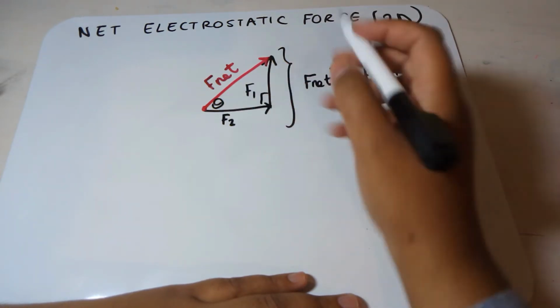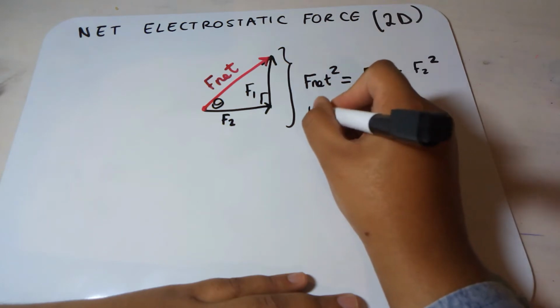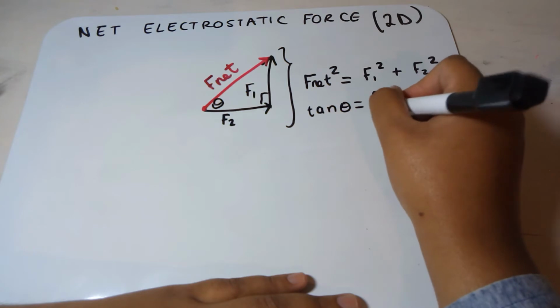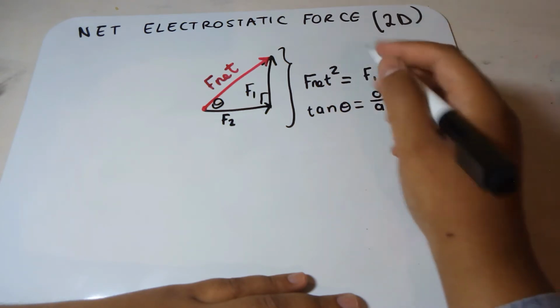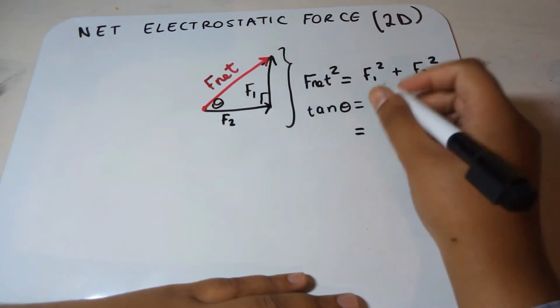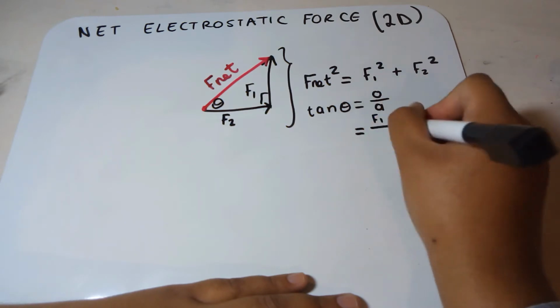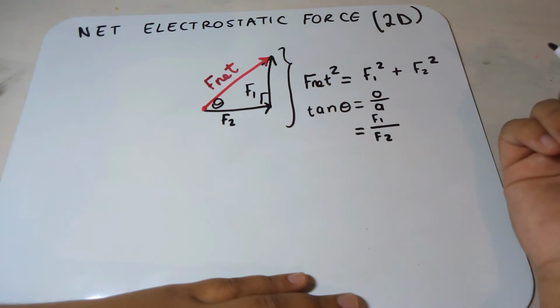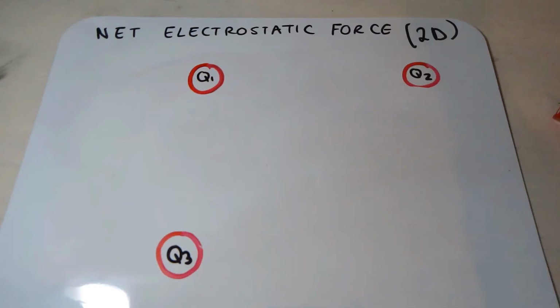If I want to calculate theta, I'm going to say that tan theta is opposite over adjacent, which is from maths, but in this particular situation, it will be F1 divided by F2, and then you solve for theta using the inverse function on your calculator.